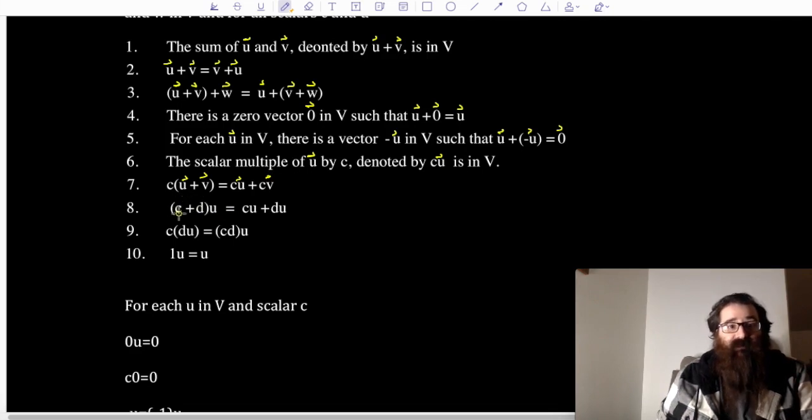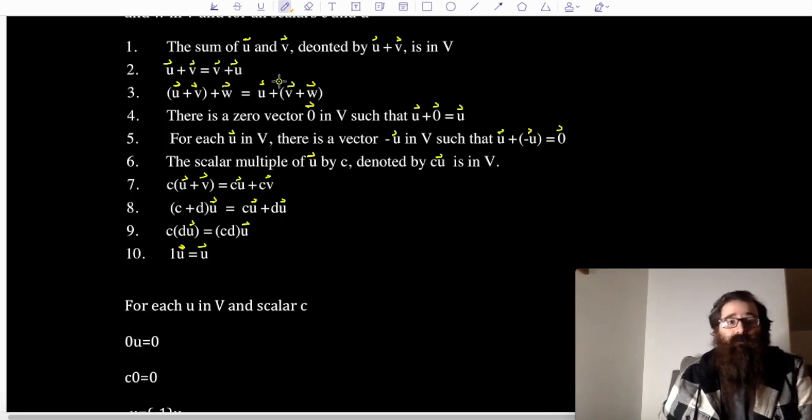If I have a collection of scalars, so that's c plus d in parentheses times vector u, I have a right distributive law that's c times vector u plus d times vector u. And then I can collect scalars a bit differently. So here I have c times and then the collection d times vector u. I could group c times d and then multiply that as the scalar into vector u. And the last, the 10th property, is a multiplicative identity that 1 times the vector u must give us vector u back. So we need that multiplicative identity.